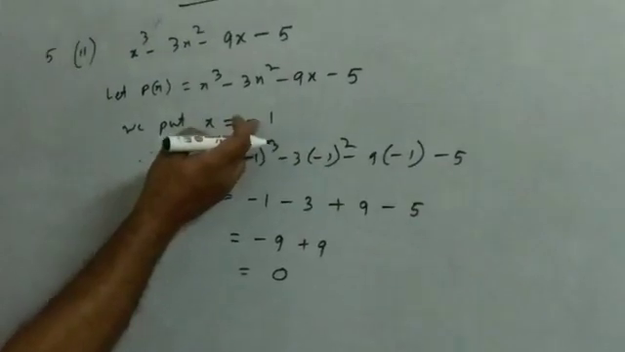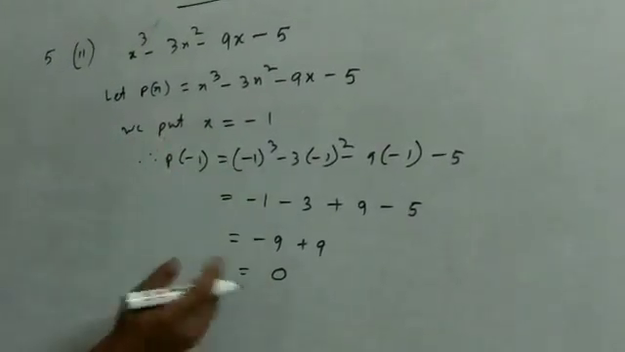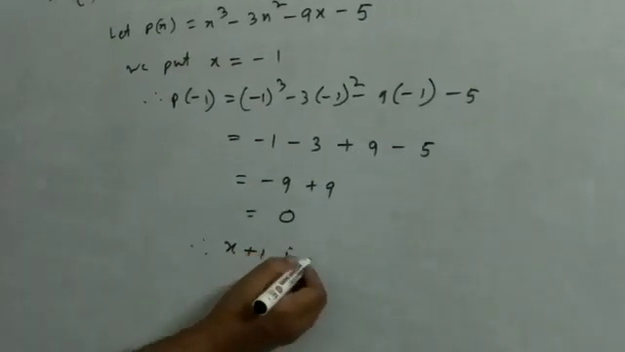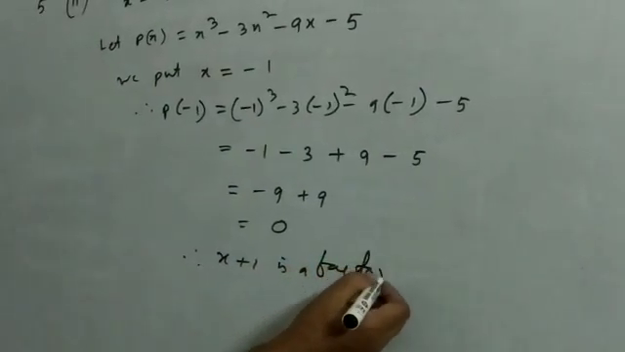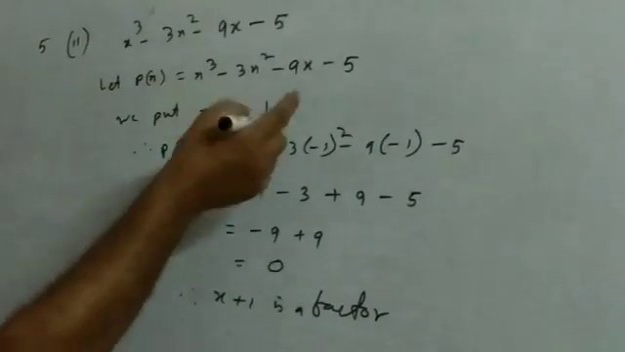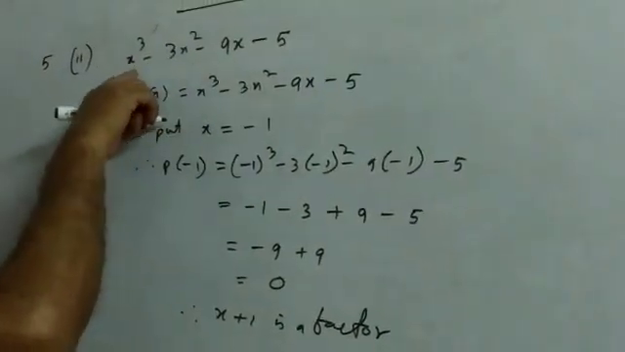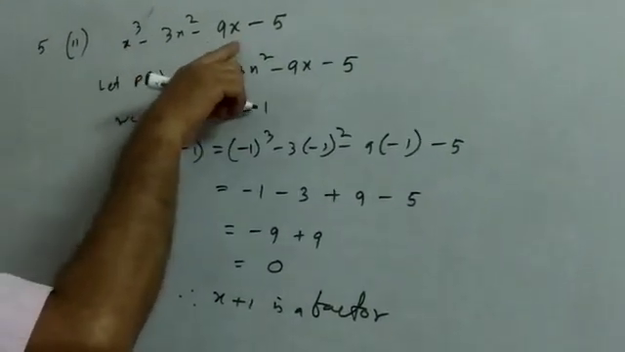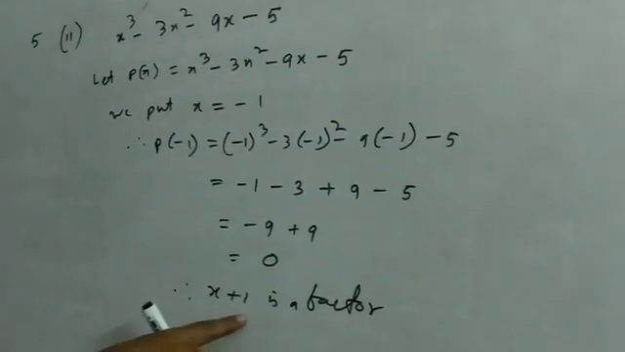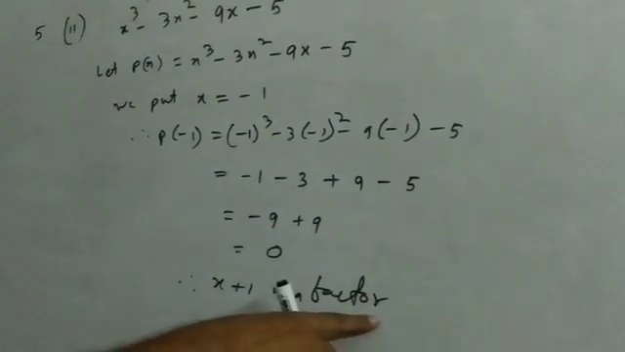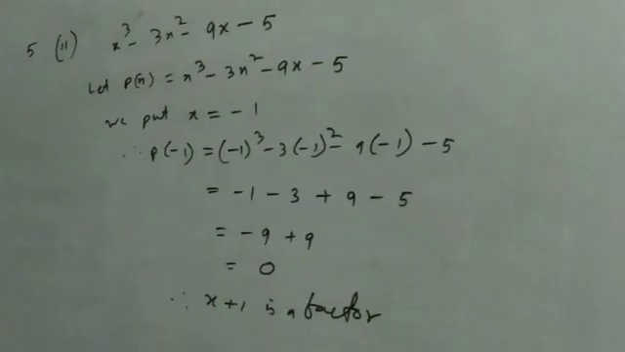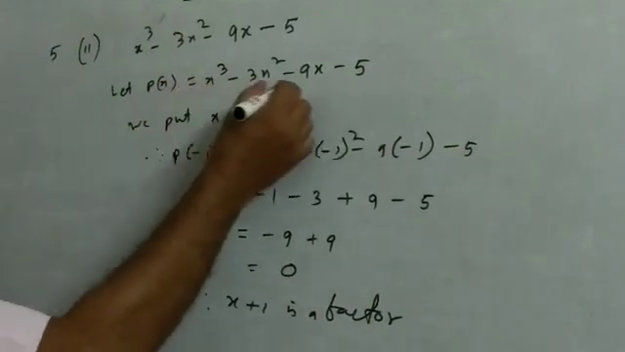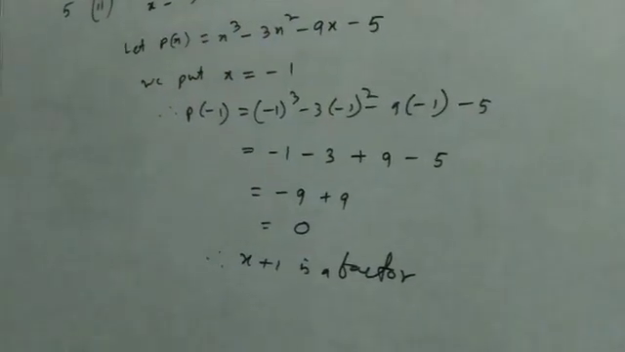So means what? Minus 1 is a 0. Since minus 1 is a 0, we can write that x plus 1 is a factor of this polynomial. And I said if we factorize it, then we will get 3 linear factors, because it's a cubic polynomial. So out of 3 linear factors, we got 1 linear factor, that is x plus 1. Okay, so now we will divide. We got a factor x plus 1, we will divide this polynomial by long division method.